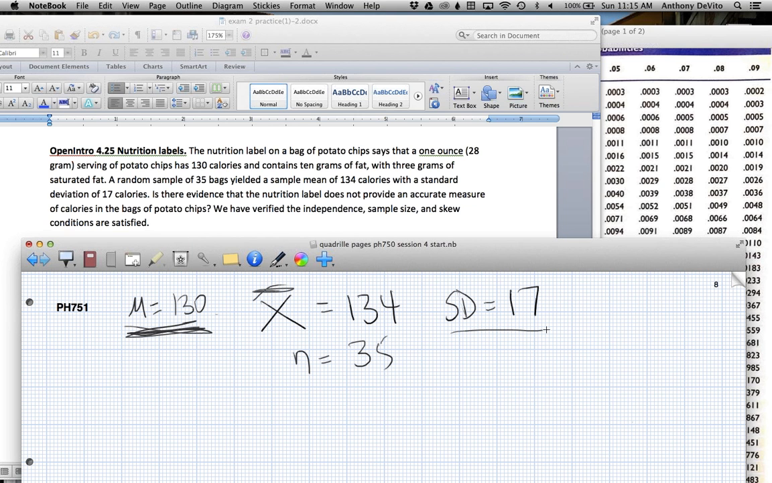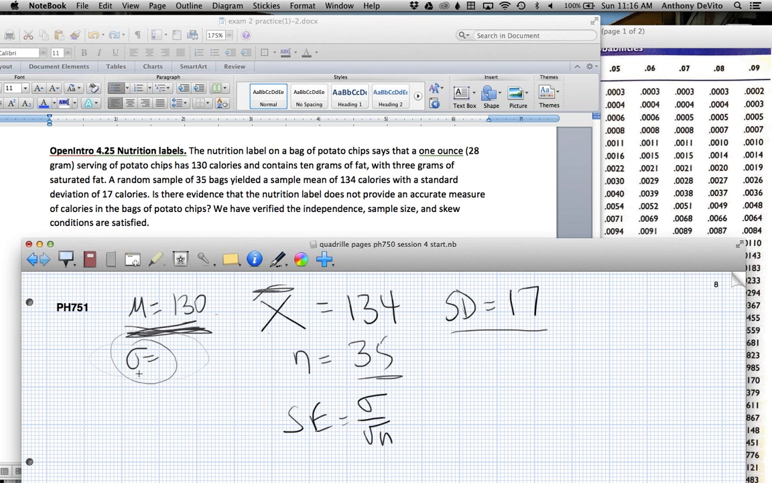Notice that that is not the standard error. That's the standard deviation for the 35 potato chip bags that we measured. So we don't know what sigma is. If we knew what sigma is, we would just simply use that to calculate the standard error. It's going to be equal to sigma over the square root of n.